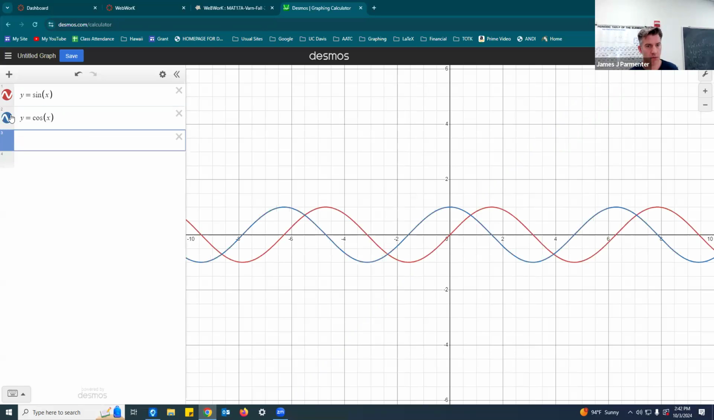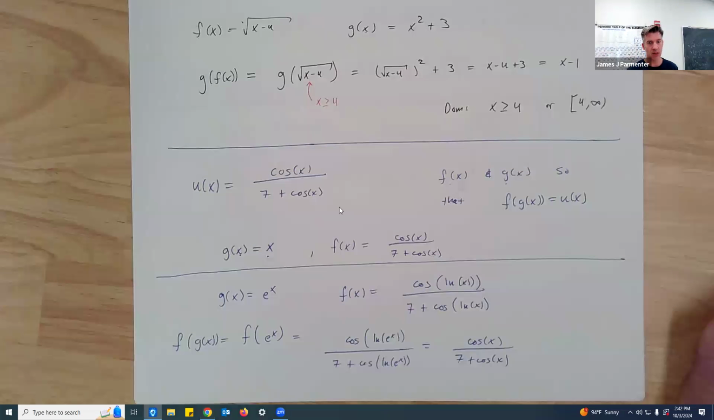Turn it on. Definitely all the output values are between -1 and 1, or the range is between -1 and 1. With that in mind, it is certainly impossible for this denominator to be anything other than between 6 and 8. So it will never equal 0. So this function has a domain that is all real numbers.